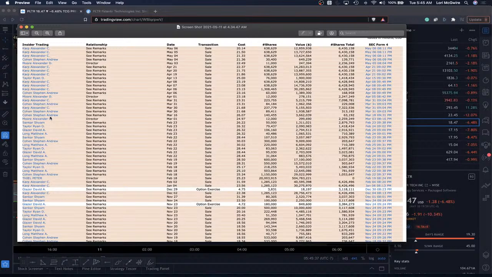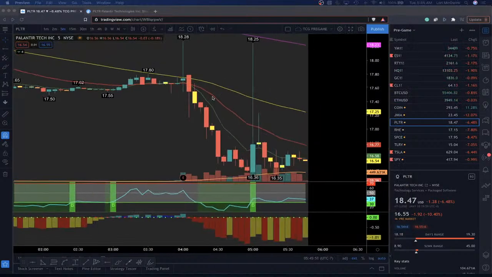Steve Cohen, who everyone loves and is a brilliant man, is selling. Peter Thiel is selling. So if they're selling and price is really beat down, they better start buying. And if they're not buying, why are we buying? So it's just another way to look at it.